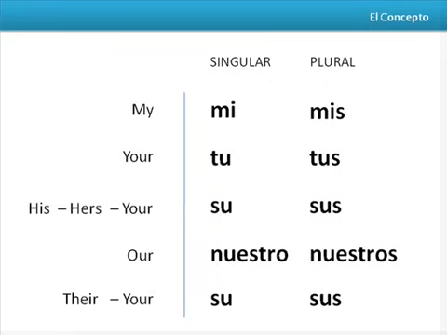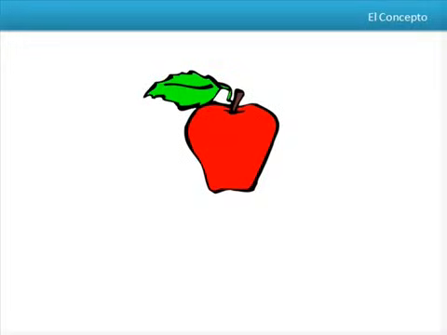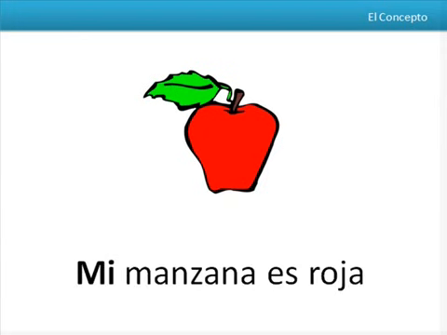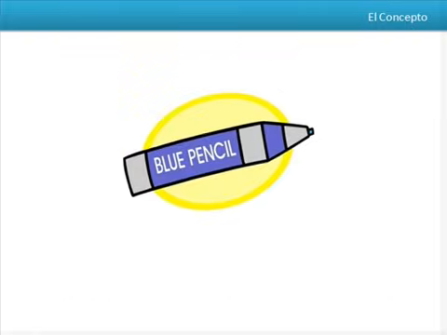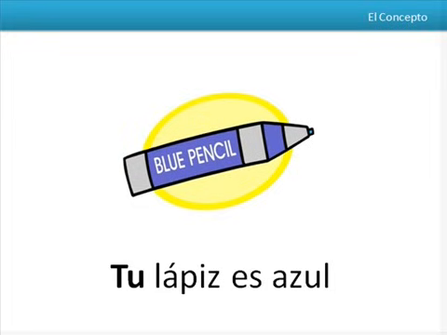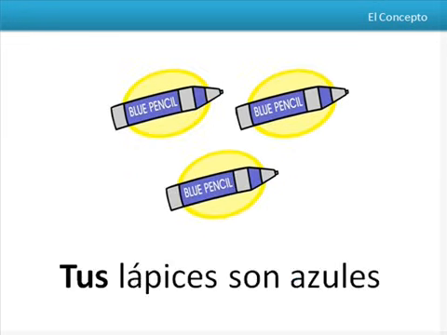Possessive adjectives must agree in number with the person or thing they possess. Let's see a few examples. My apple is red. Mi manzana es roja. Mis manzanas son rojas. Your pencil is blue. Tu lápiz es azul. Tus lápices son azules.